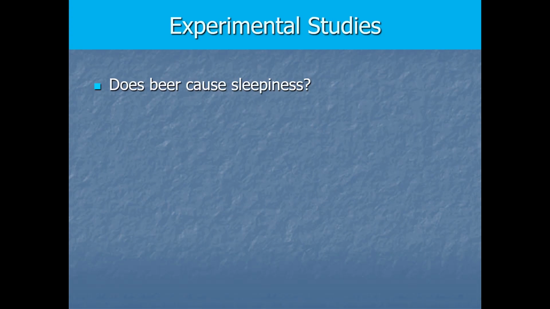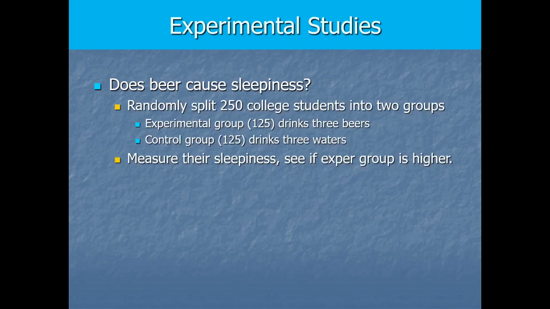So let's take another simplistic example. Does beer cause sleepiness? Let's do an experiment. First, we might randomly split, say, 250 college students into two groups. The experimental group, we make them drink 3 beers. The control group, we make them drink 3 waters. Then we measure their sleepiness as an outcome to see if the experimental group gets more sleepy. Now we might ask ourselves, what's the independent variable here and what's the dependent variable? You could pause the video now and identify those.